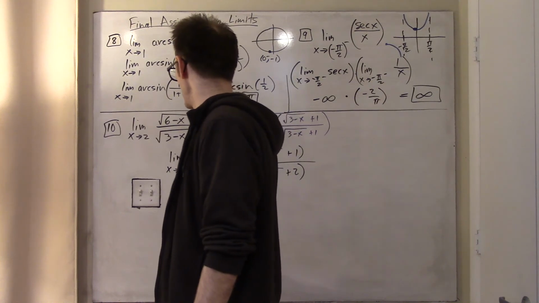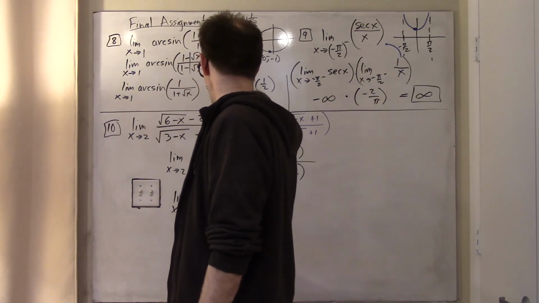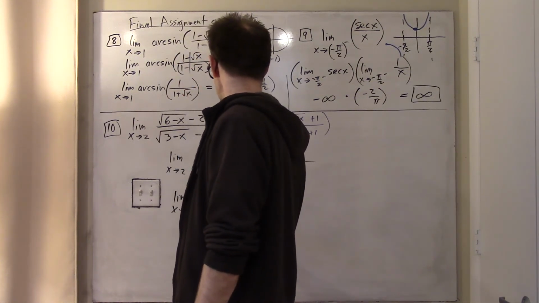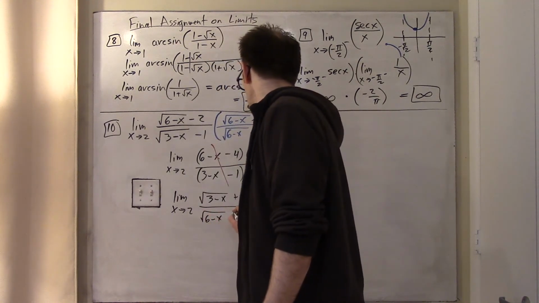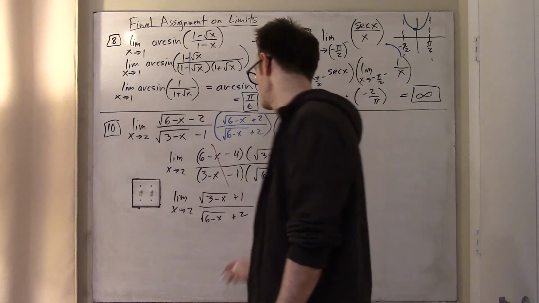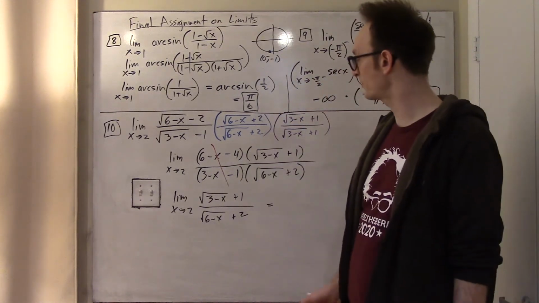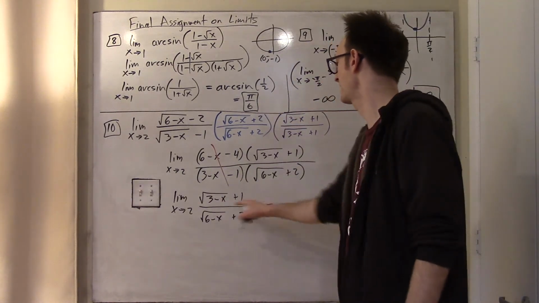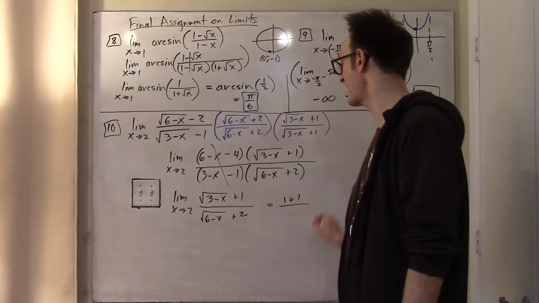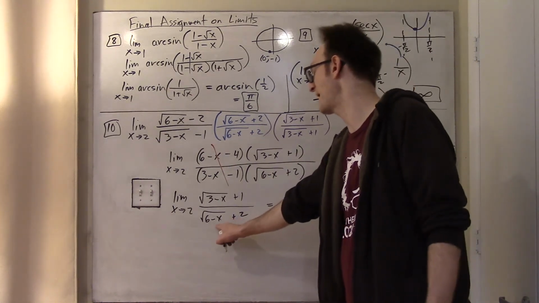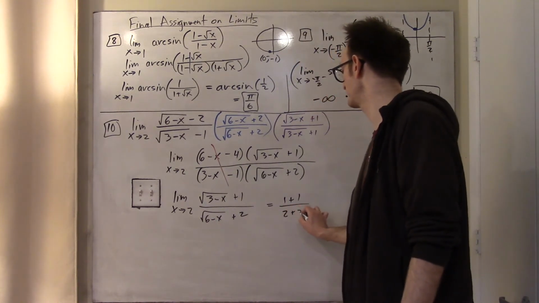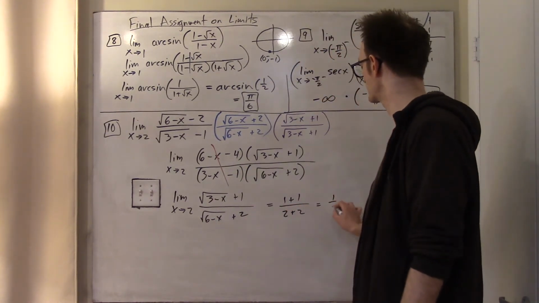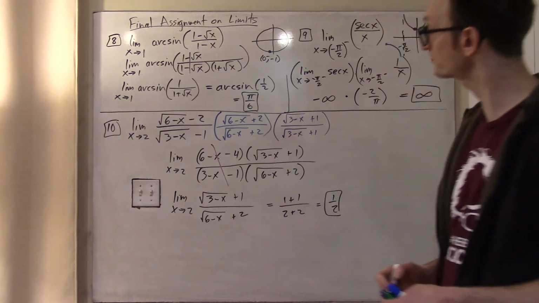and therefore this limit is no longer indeterminate. It's just the limit as x approaches 2 of root 3 minus x plus 1 over root 6 minus x plus 2. And now the answer is, let's see, whatever it is, I plug in 2, I'm going to get 1 plus 1 on the top, and on the bottom I'm going to get root 4, so that's 2 plus 2, so this is 2 over 4, so the answer to this problem is 1/2. Okay, good.